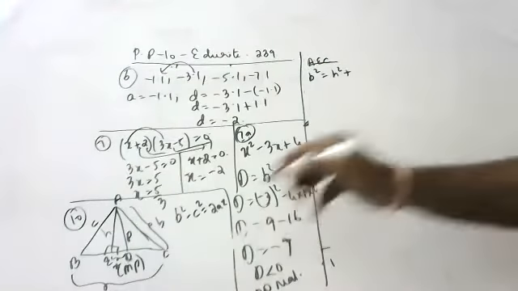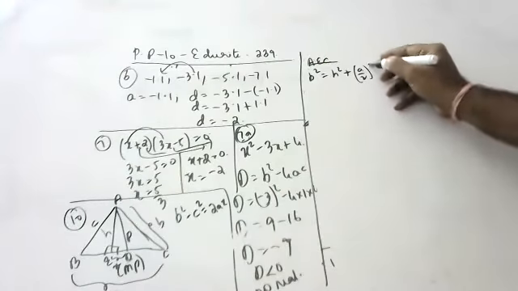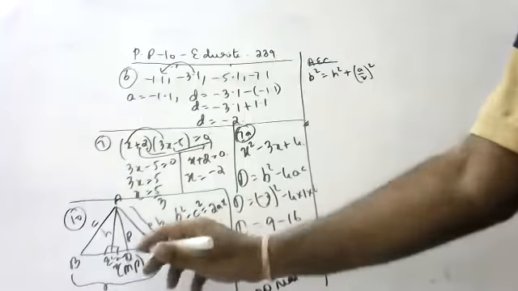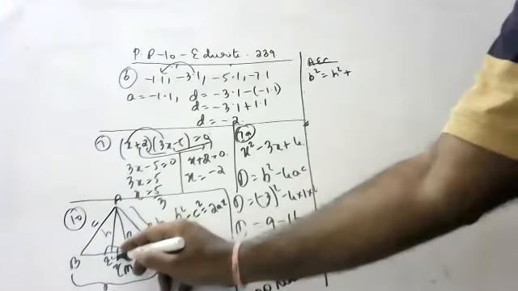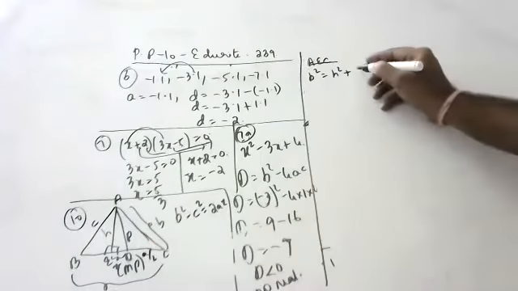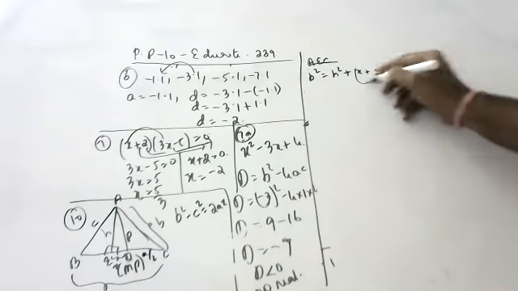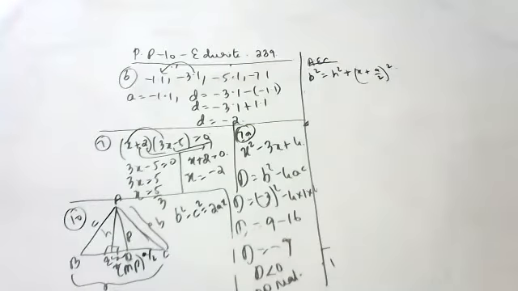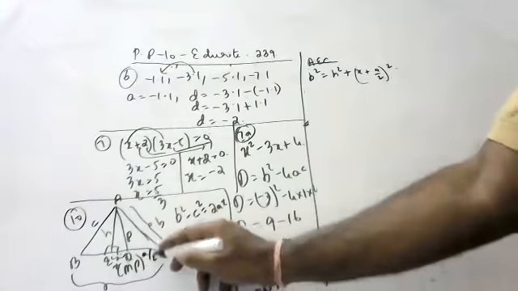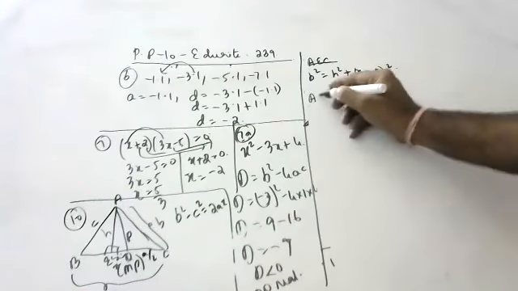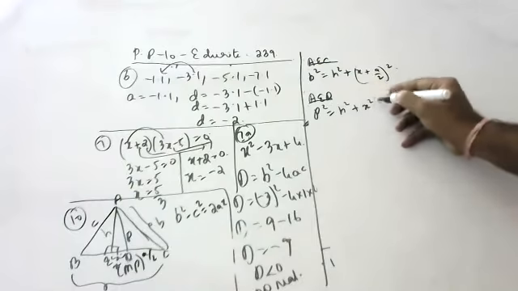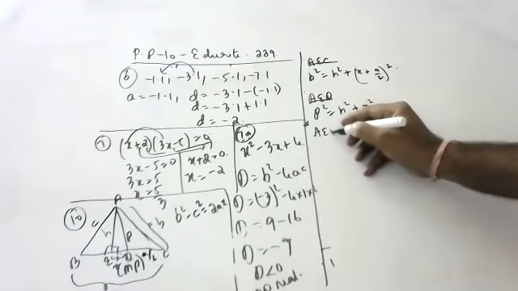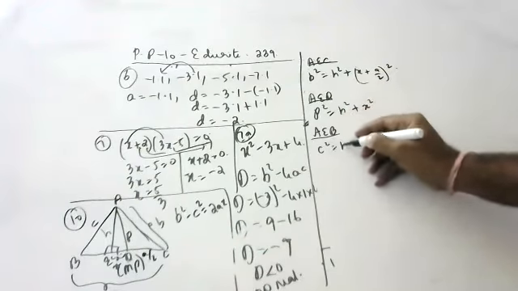Okay, so this is a by 2 whole square. This total is a, children. From EC, what will we take, children? This is x, this is a by 2. x plus a by 2 whole square. This is x, this is a. Now only for AED we will do, children. Only for AED, AD square is equal to h square plus x square.